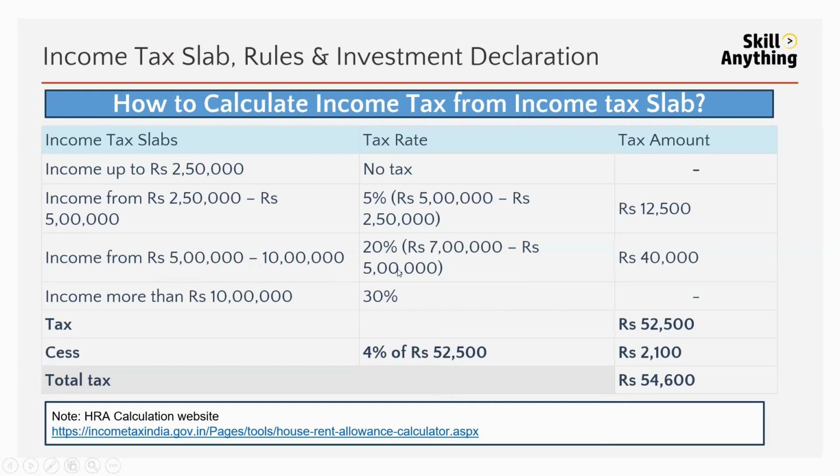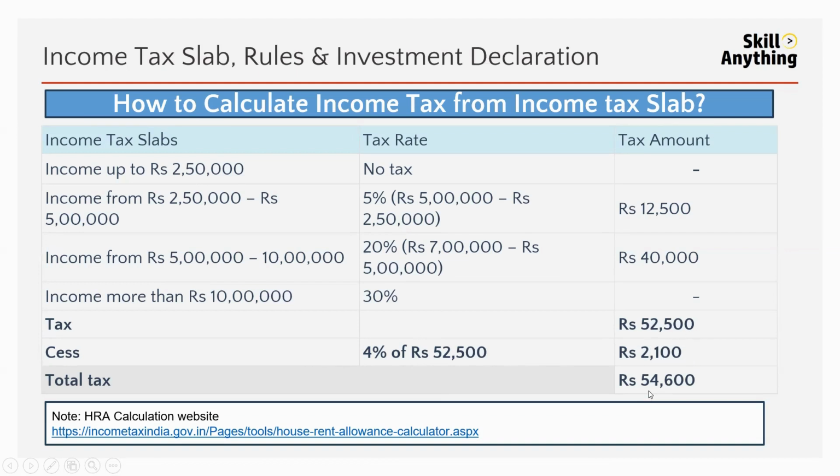If someone has more than 12 lakh, or a salary income of more than 10 lakh, then you have to pay 30% on that also. But in our case, there is no remaining amount. So the total tax to be paid is 52,500. In that, there is a cess charge of 4% of 52,500, which is 2,100.